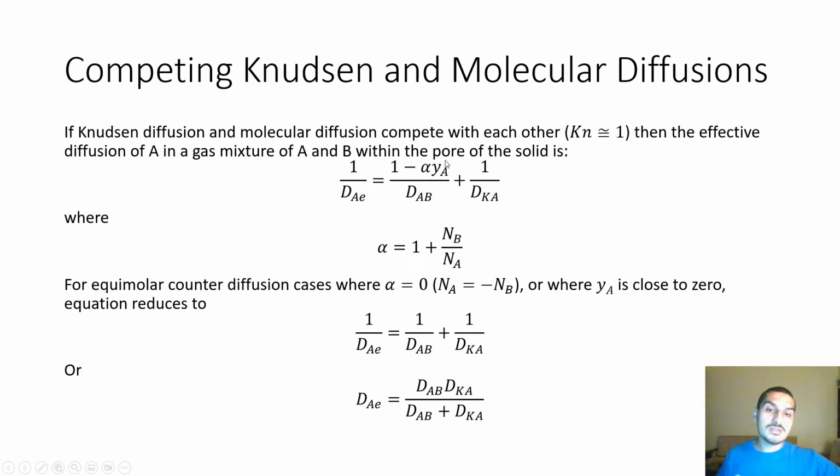Or in other cases where Y is a very small number, if I have a very diluted mixture, then I can assume that 1 over DAE equals 1 over DAB plus 1 over DKA. And this is the equation that we will use, because this parameter alpha is not easy to calculate. It's not easy to know what the flux of A and the flux of B are in a very small pore. So it is more convenient to use the equation assuming that it is 1 minus 0.